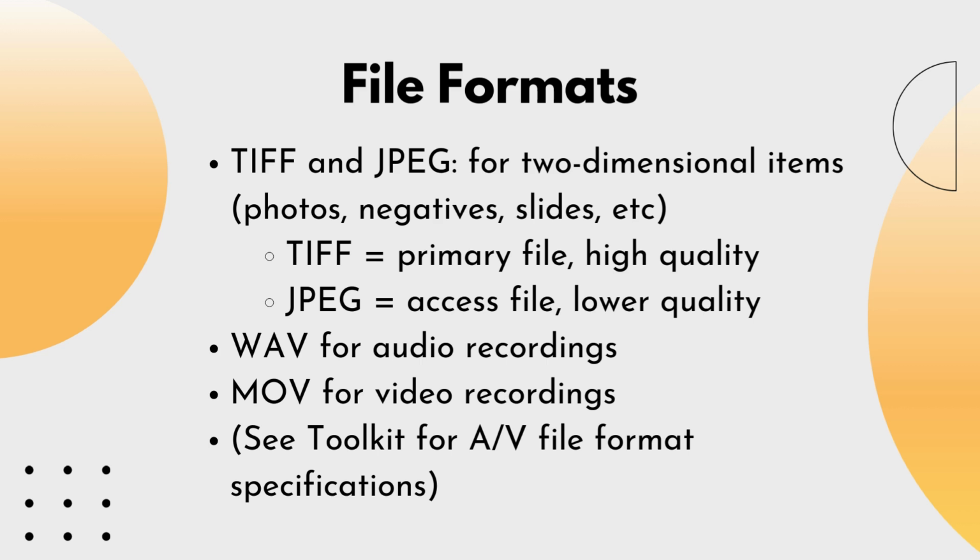Here's some of the most common file formats you'll encounter in a typical digitization project. Generally, you save your primary files as TIFFs and your access files as JPEGs or sometimes PDFs. We're not going to talk a ton today about audiovisual recordings, but if you see these file formats, you'll know what they're for. WAV files are generally the primary file format for audio recordings. MOV for video recordings are the primary file formats. I would recommend checking out the toolkit for links to documentation on how to handle audiovisual digitization and file formats.